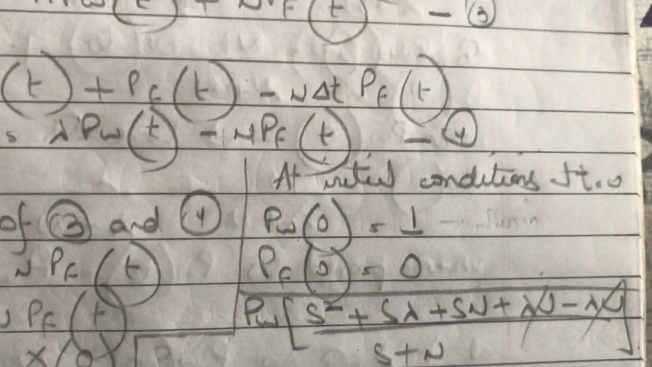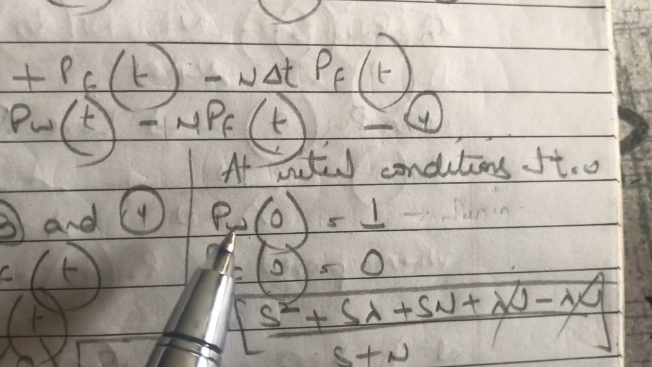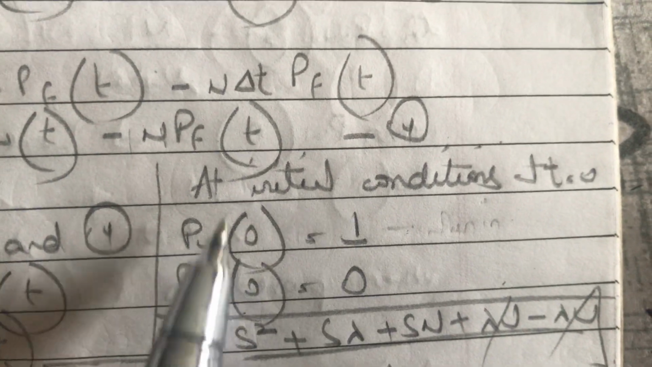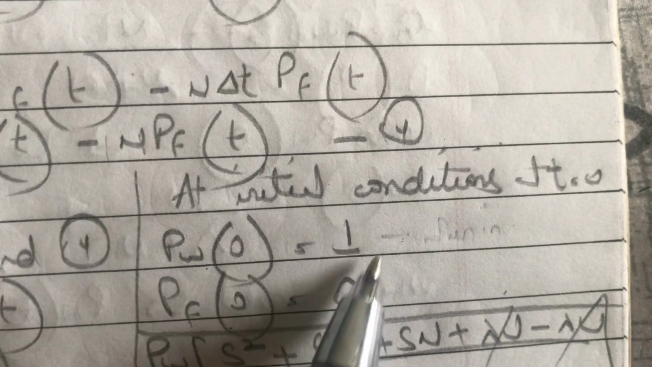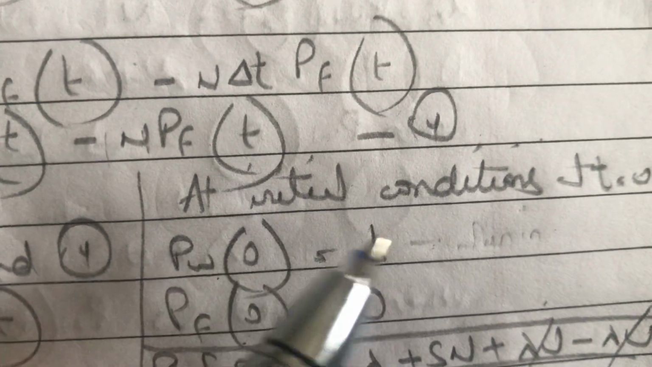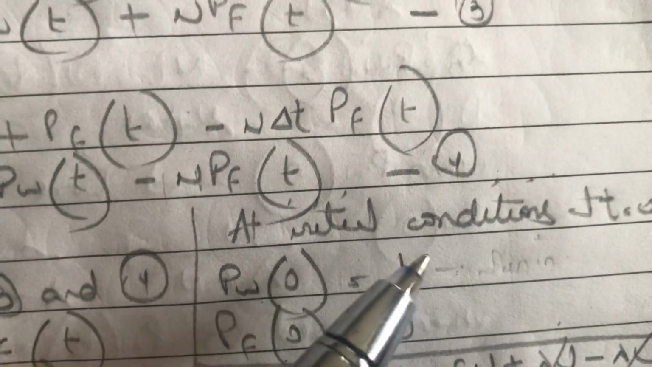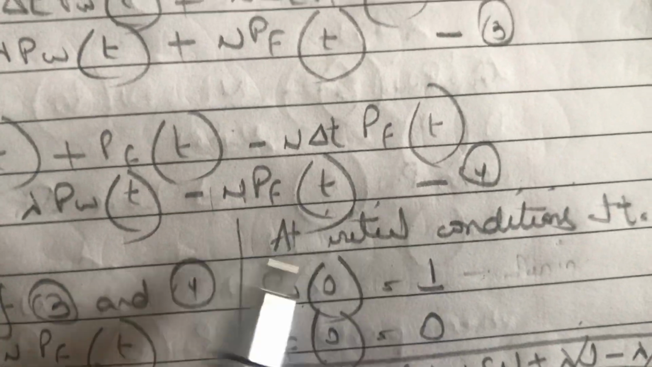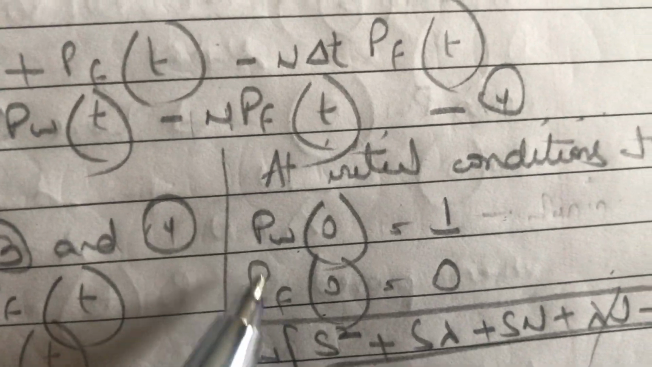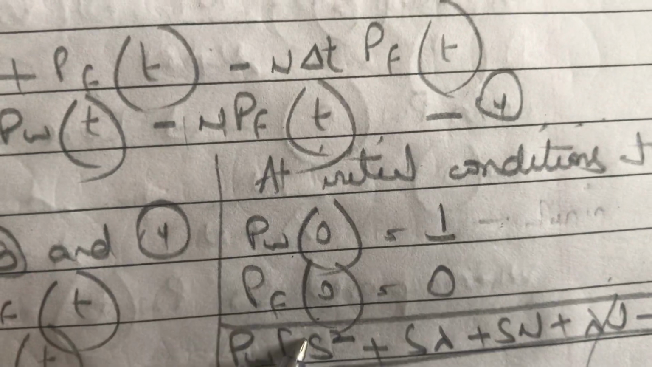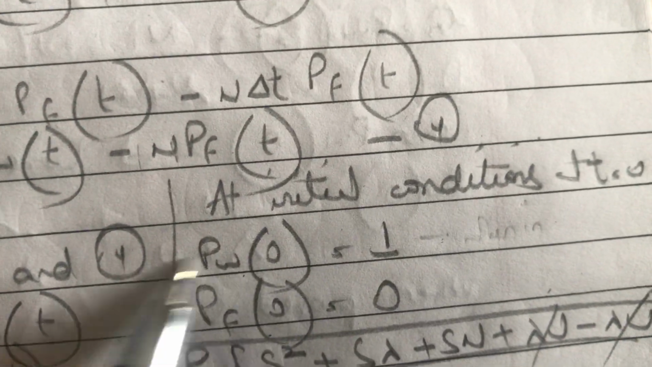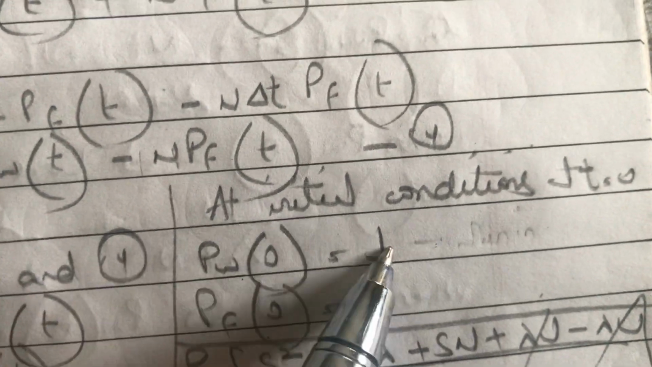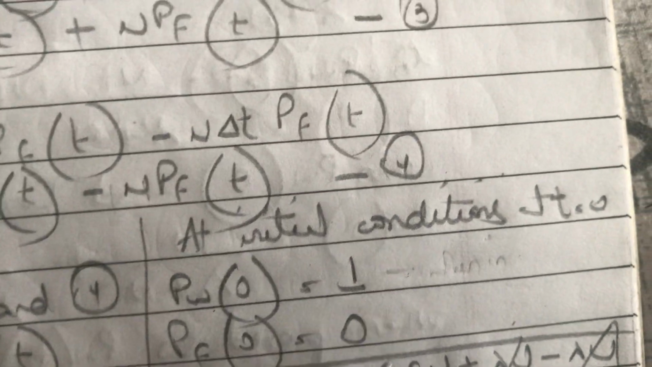Obviously, when we are in the initial conditions, meaning at time 0, our probability of working condition would be 1, because our item would be untouched and new, so its probability of working would be very good, and it's 1. And what would be the probability of failed condition? At initial conditions, the probability of failure would be 0, because the item is new, so it can't be failed, so it's 0.